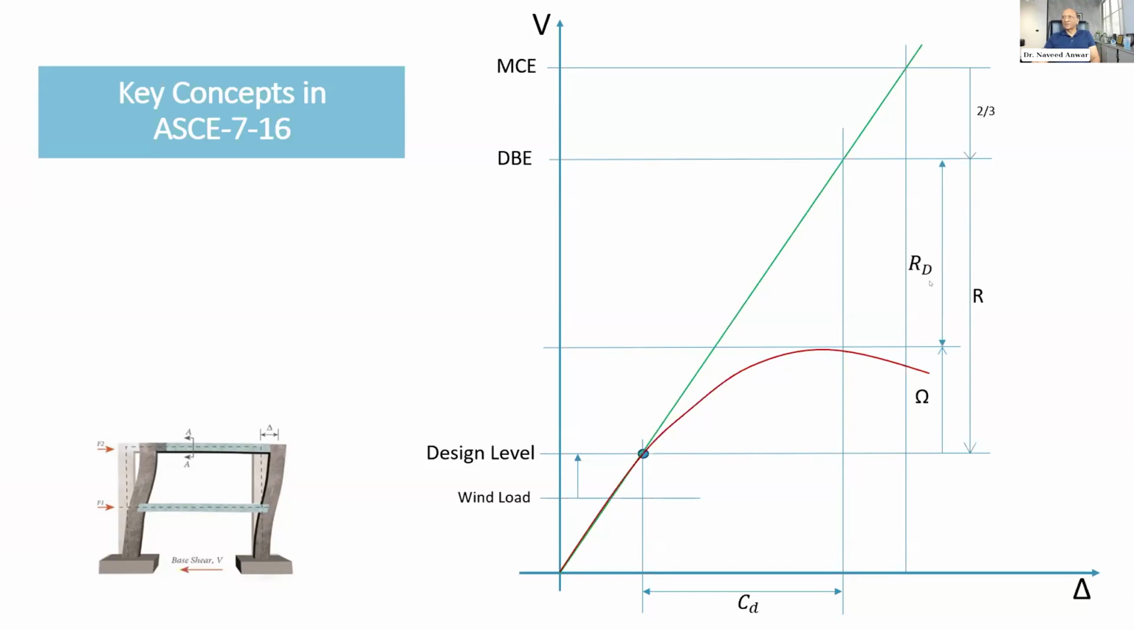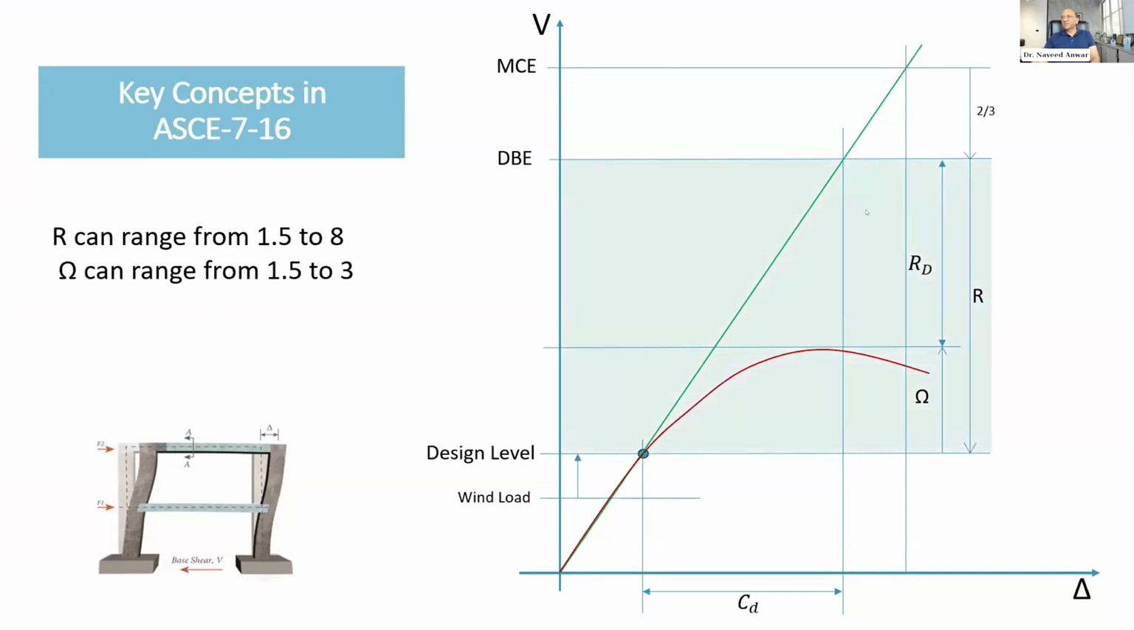And then we have the total net reduction from the elastic demand to the nonlinear level. And then the R can range from 1.5 to 8. Omega can range from 1.5 to 3.8 or 3.5. So there's a big range in which this red line can follow. We don't know exactly where it is for a structure. This is the code's intent to be here. But the nonlinear procedures that we're going to talk about today can actually find out where this red line is exactly. Theoretically, of course.